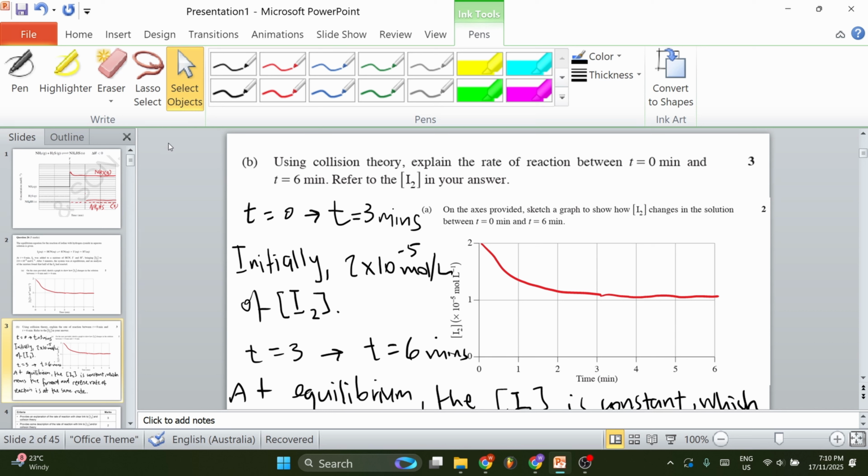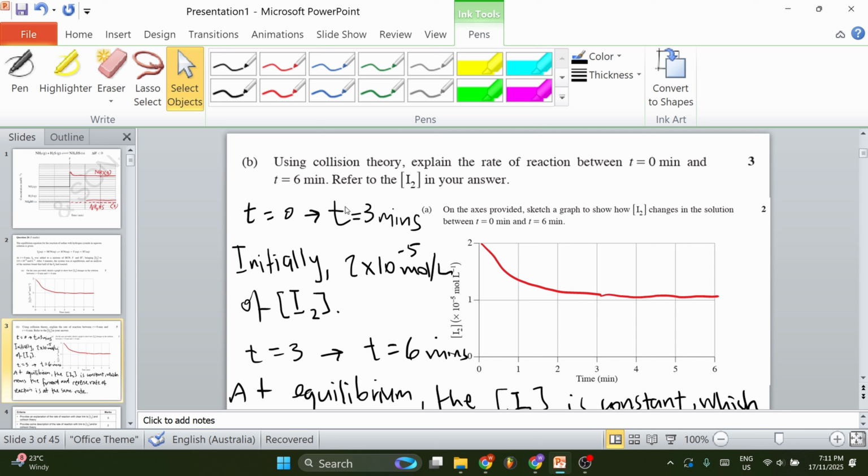Using collision theory, explain the rate of reaction between t equals 0 and t equals 6 minutes. Refer to the I2 concentration in your answer. This question is simply asking you to describe the profile of the sketch that you drew in A. Now, when we are looking at collision theory, there are certain keywords we often use and we have to remember to use. Things like successful collisions, forward rate of reaction, or backward rate of reaction.